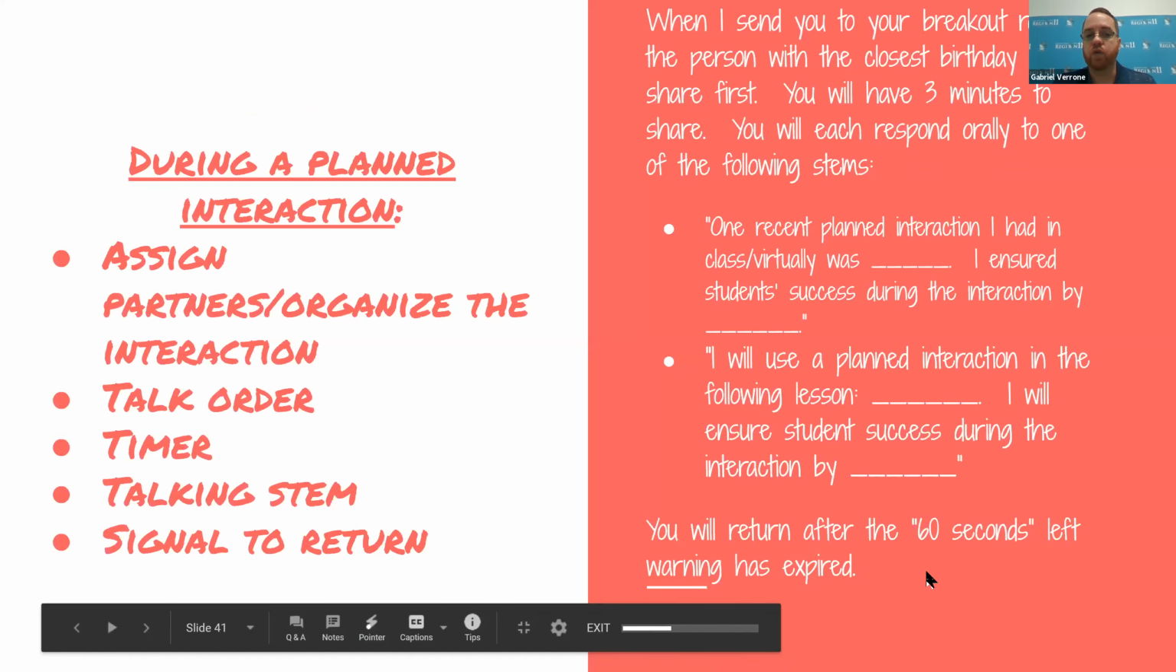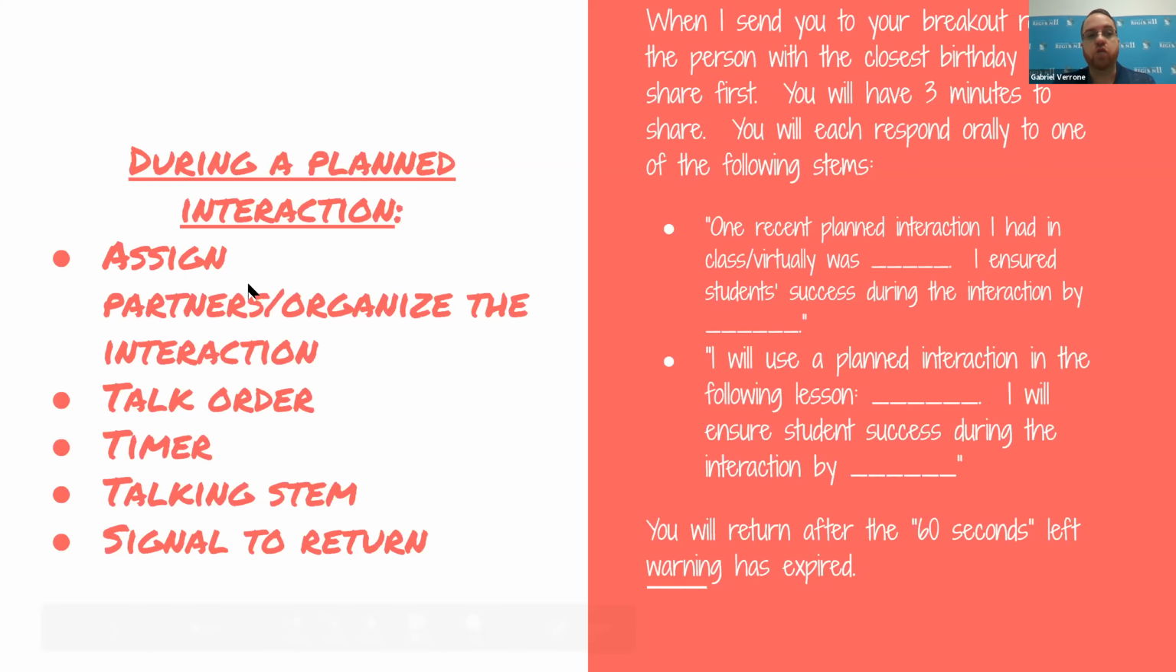Here we go. I'm not going to have you go back to breakout rooms for the sake of time, okay? But just some things to keep in mind. During a planned interaction, you need to assign partners and organize the interaction, right? Students need to know who they're going to talk to, for how long, right? And we're going to talk about some of those details. You need to have a specified talk order, as Ashley mentioned, right? If it's just partners, who's partner A, who's partner B. Who's using what stems, right?